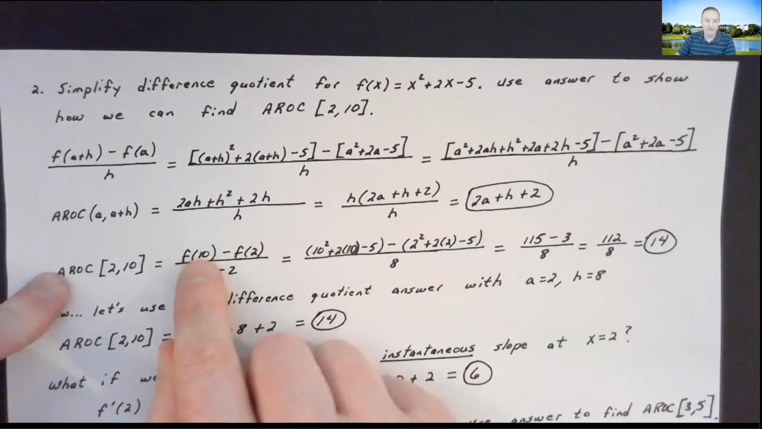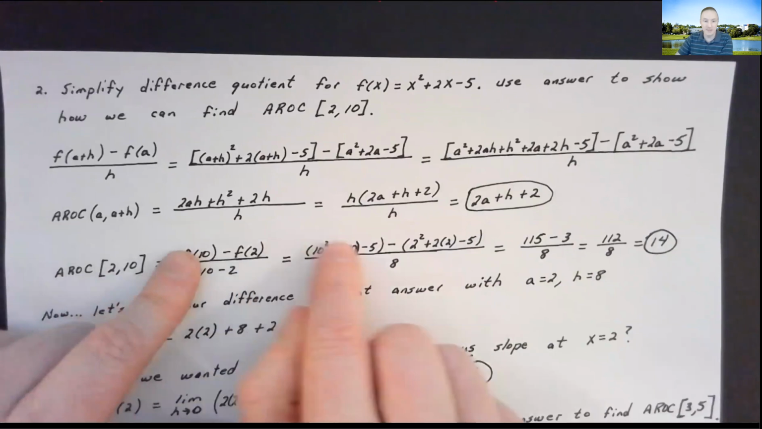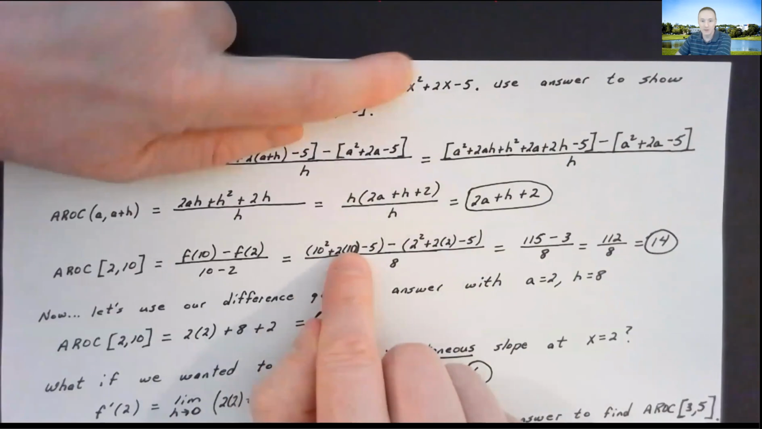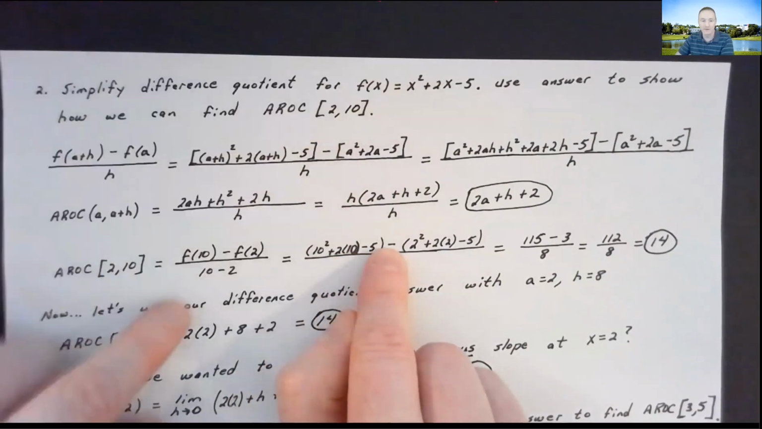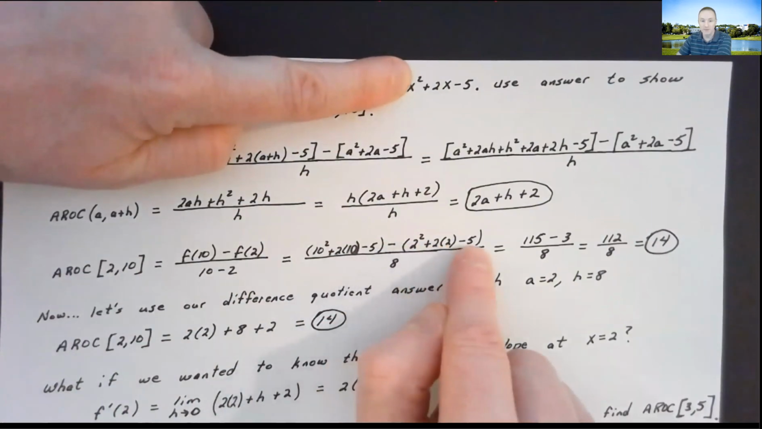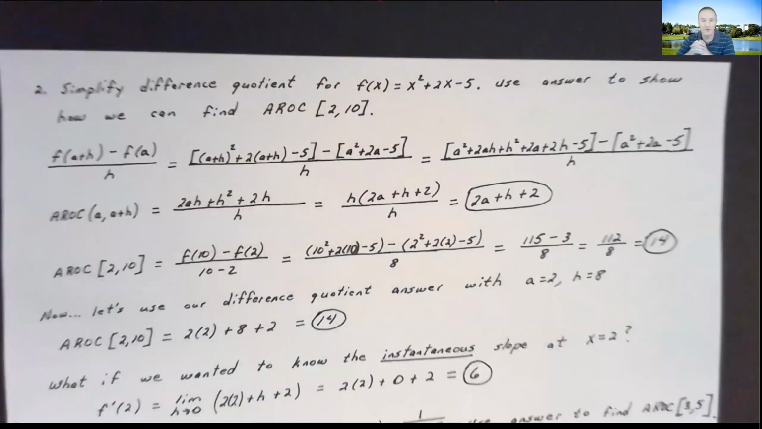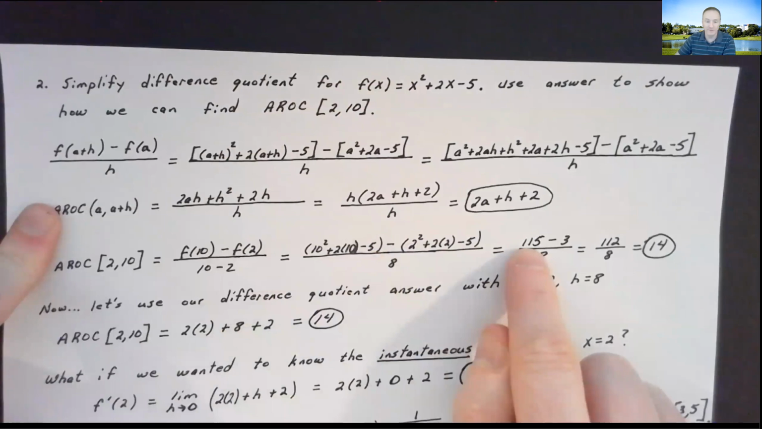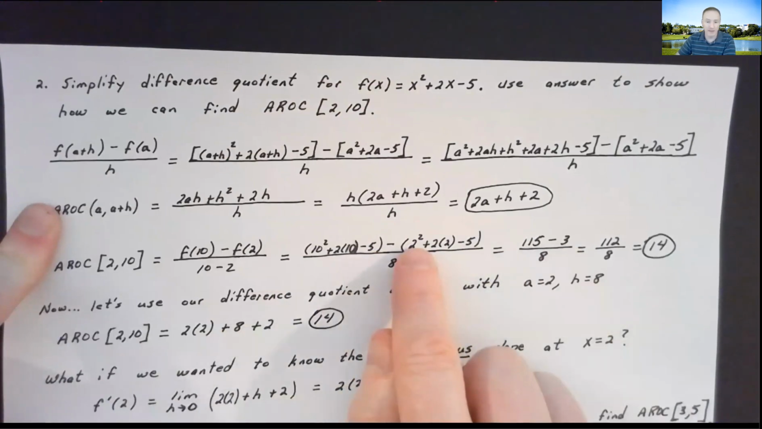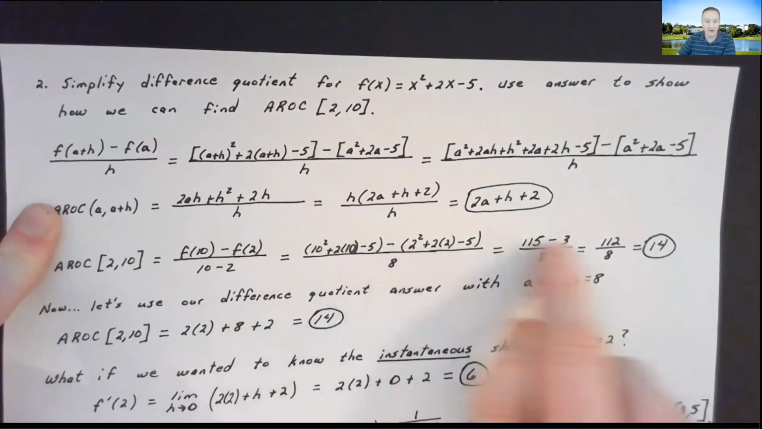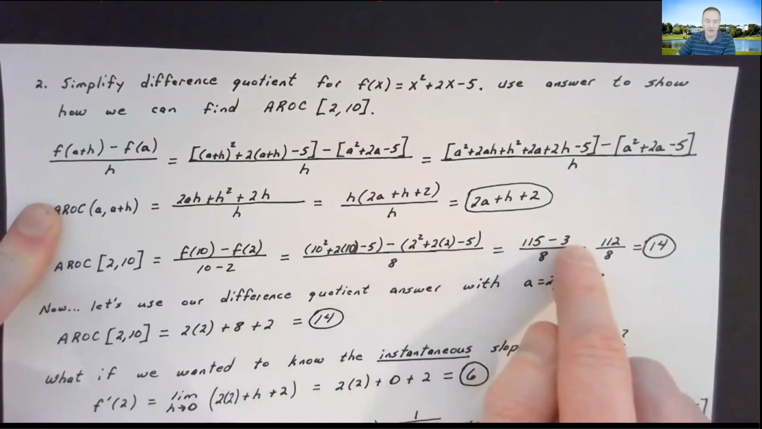Now, when I'm simplifying this, I can say, well, f of 10, that's just telling me to plug a 10 into my expression up here. That's where I'm getting 10 squared plus 2 times 10 minus 5. Now, minus f of 2, that's going to be 2 squared plus 2 times 2 minus 5. I know that the first term is going to give me 100 plus 20 minus 5. That's a 115. I'm subtracting from that 2 squared plus 2 times 2. That's 4 plus 4 is 8 minus 5 is 3. So I have 115 minus 3. That's y2 minus y1.